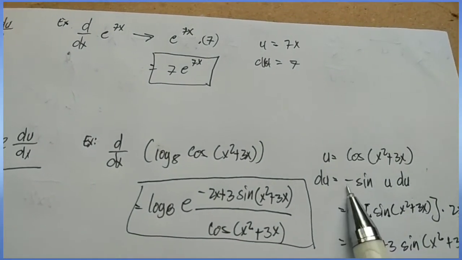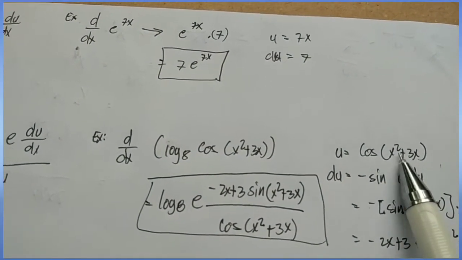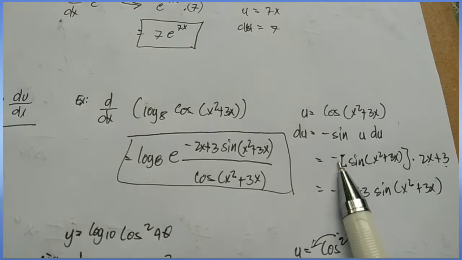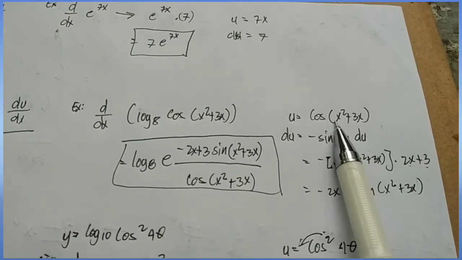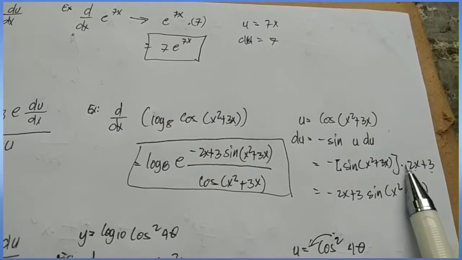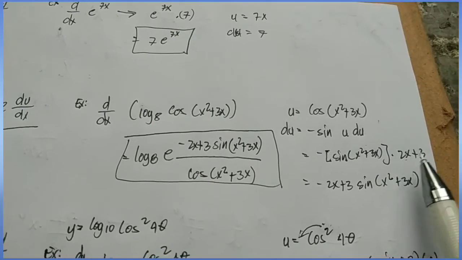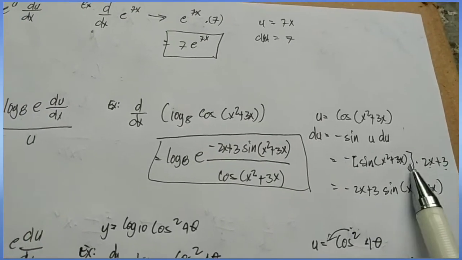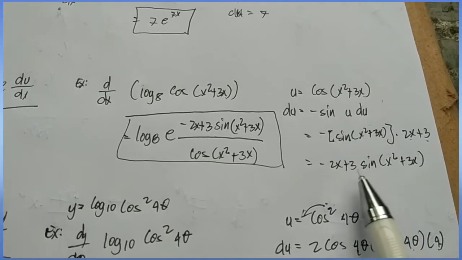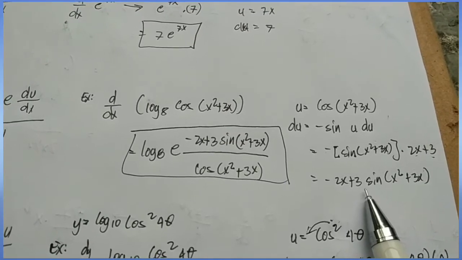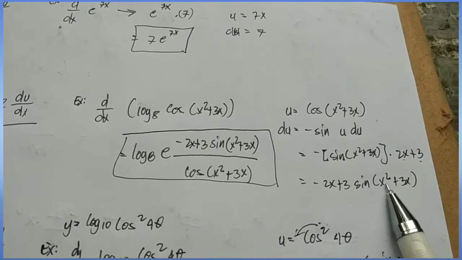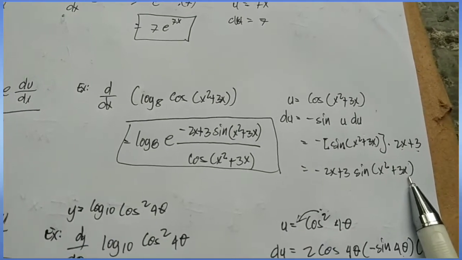The derivative of that is the derivative of cosine u, which is negative sine u du. So negative sine of your u, which is x squared plus 3x, times the derivative of your u, which is 2x plus 3. So negative sine times 2x plus 3, that is negative 2x plus 3 sine of x squared plus 3x.